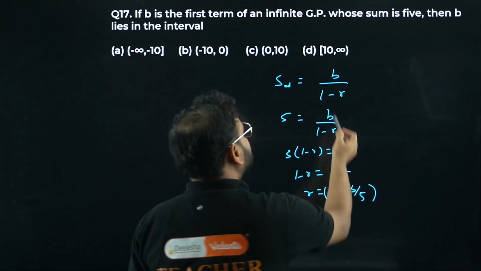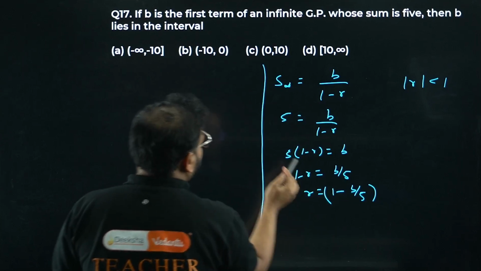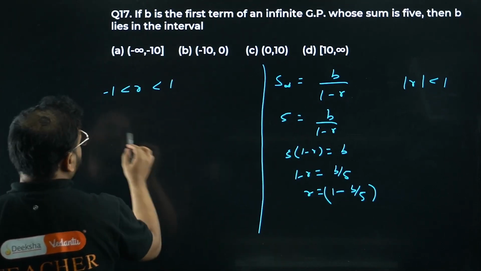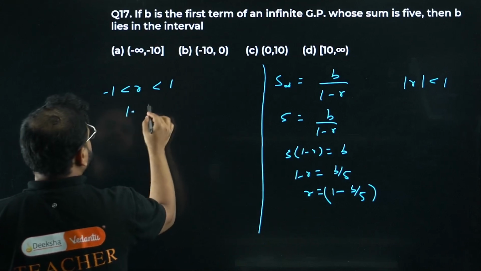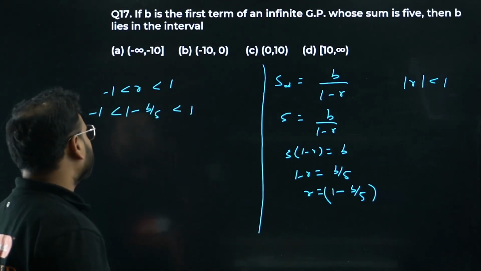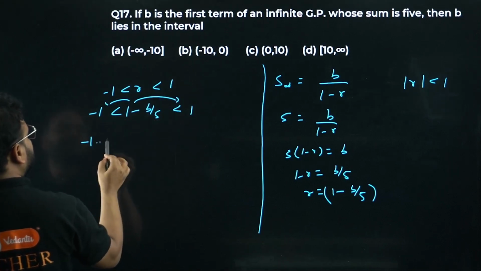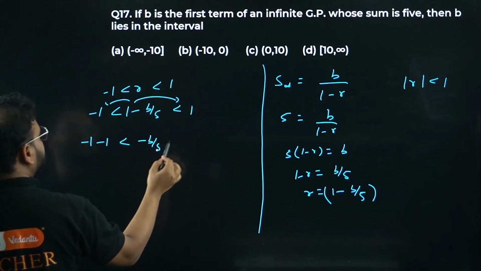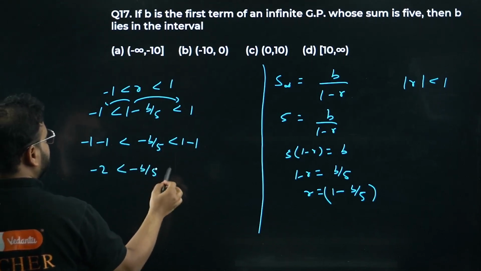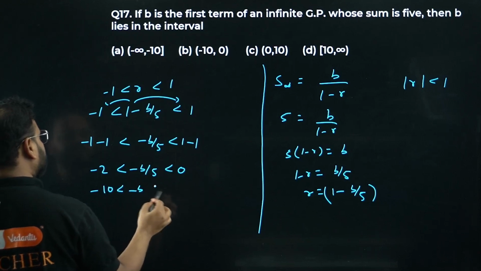Now we know in this condition the R has to be less than 1. It means basically we know this condition as R should be between minus 1 and 1. So write this value of R from here. 1 minus B by 5 should be less than 1 and greater than minus 1. Move this 1 on both sides. I get minus 1 less than minus B by 5, and we have 1 minus 1. I get minus 2 on this side. I get minus B by 5 less than 0. Cross multiply with 5. I get minus 10 less than minus B less than 0.